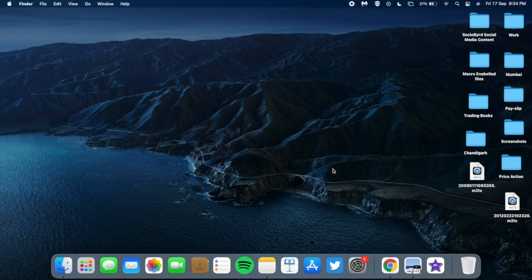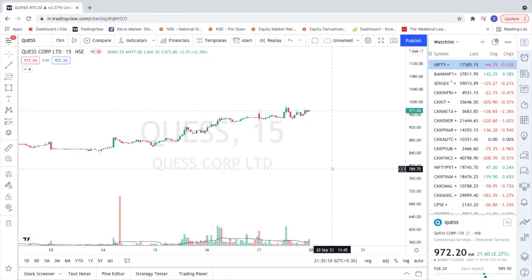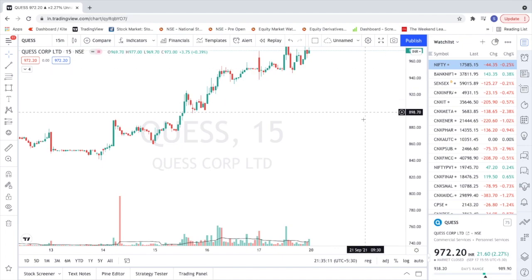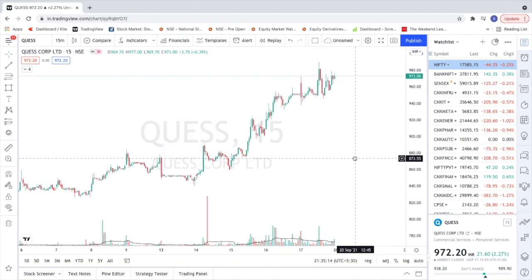I'll show you how I took this trade, what pattern I exactly spotted, and how you can trade based on the same patterns in different tickers. So let's go to the chart and see how this pattern works. This is a chart of Quest Corporation. It's on a 15 minutes time frame.